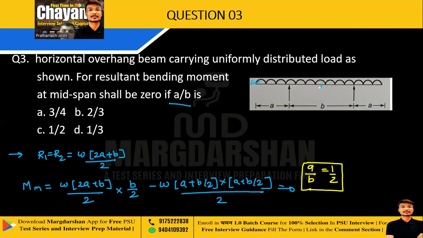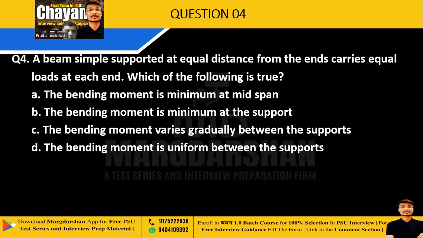So I hope you got the procedure. We wrote the bending moment at the midspan at the center, and this should be 0. So we may write it like: the total moment due to the uniformly distributed load equals the moment due to the reaction. So this should balance out together and we will get A by B as 1/2. Okay, so let's move further.